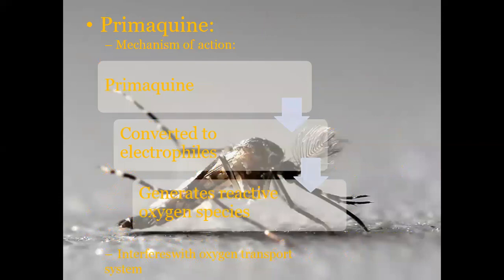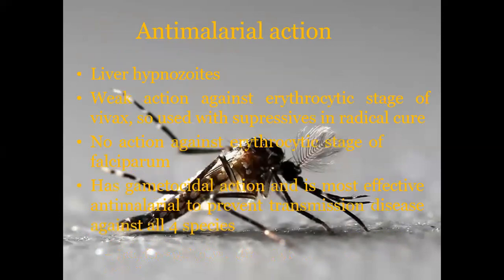Now comes to primaquine. The mechanism of action of primaquine is that it is converted to electrophiles, which generate reactive oxygen species, which interfere with the oxygen transport system.